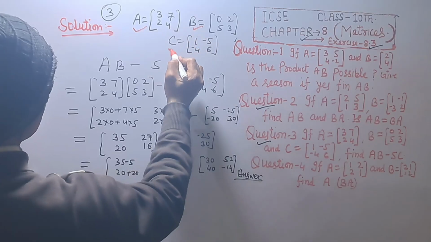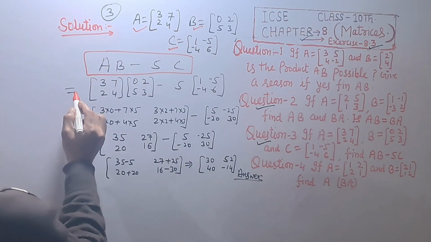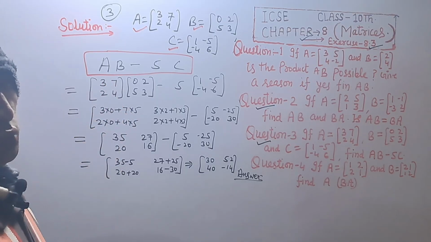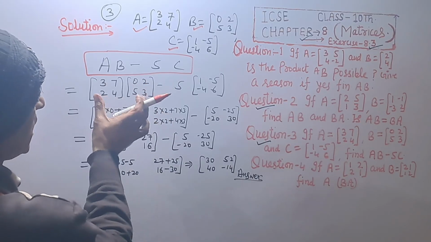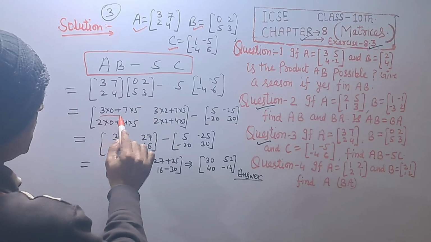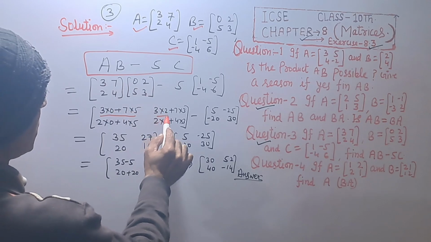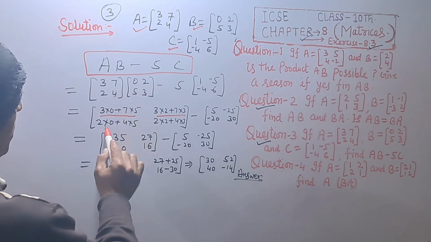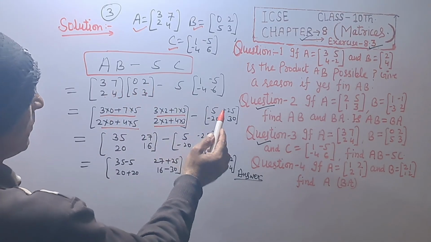Given A, B and C, we find AB minus 5C. A is 3, 7, 2 and 4. B is 0, 2, 5 and 3. That is a 2 by 2 matrix. So the product AB is equal to 3 into 0 plus 7 into 5, 3 into 2 plus 7 into 3, 2 into 0 plus 4 into 5, 2 into 2 plus 4 into 3.